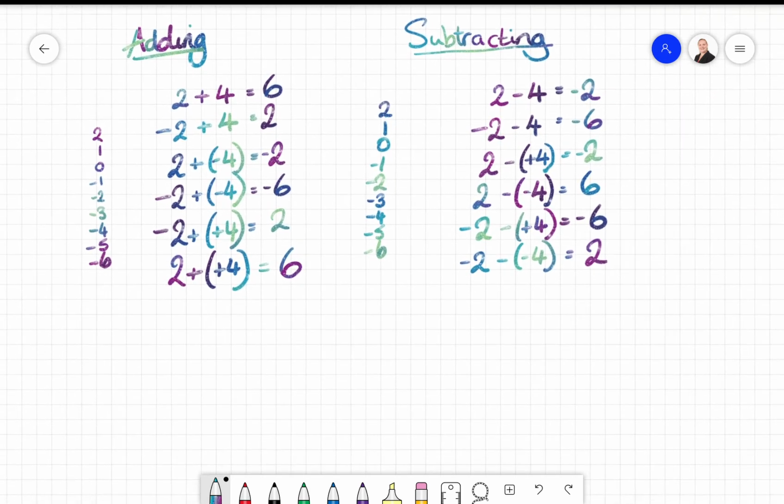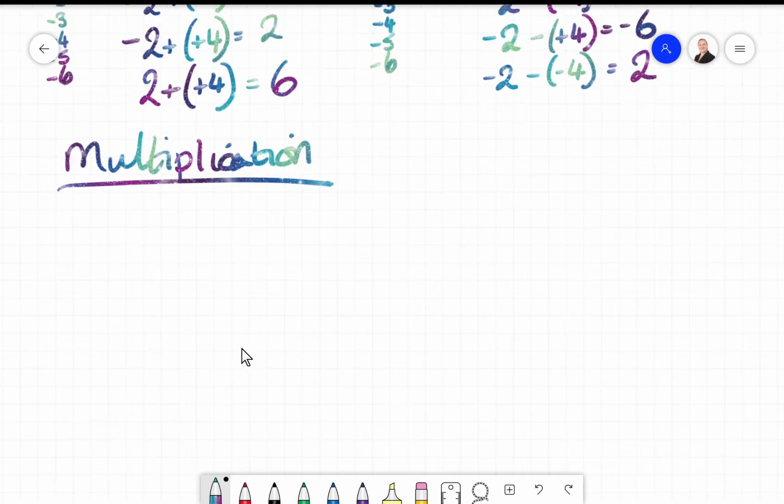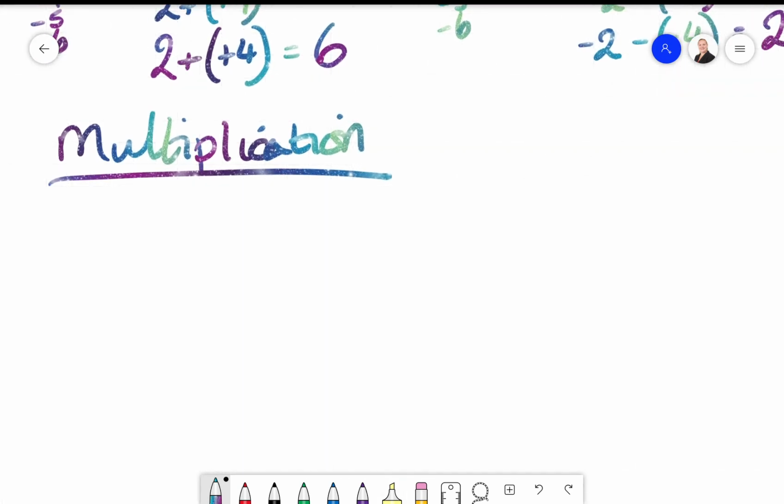Let's then go to multiplication. Multiplication. So, I'm going to stick with my 2 and my 4. Okay, so I'm going to go 2 times 4. So 2 times 4 is 8. Now I'm going to do 2 times minus 4. So I've got 2 lots of a negative 4. So that means I owe 2 people £4, which means I owe £8 in total.